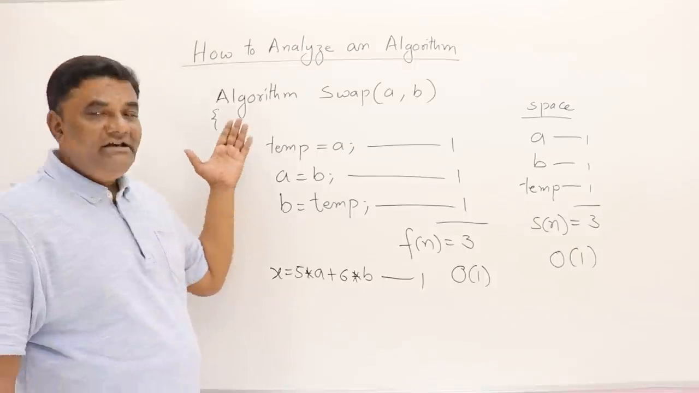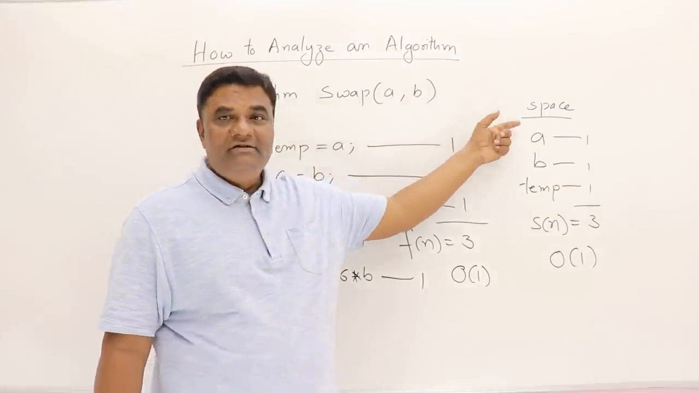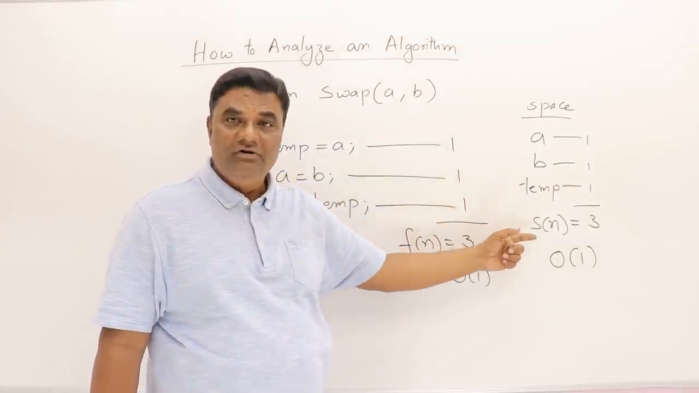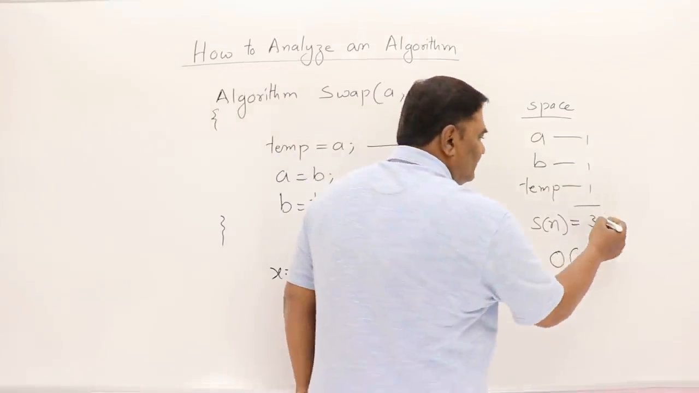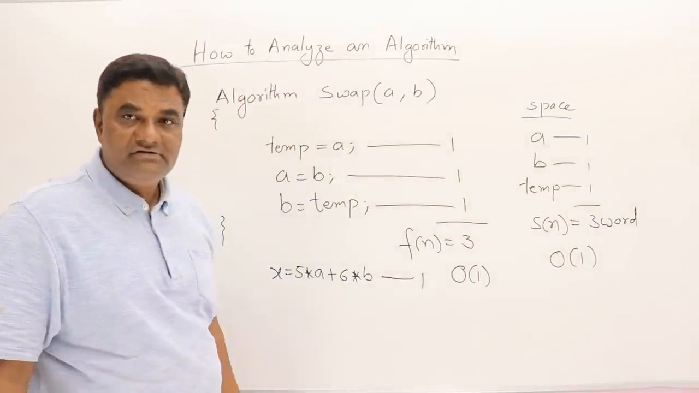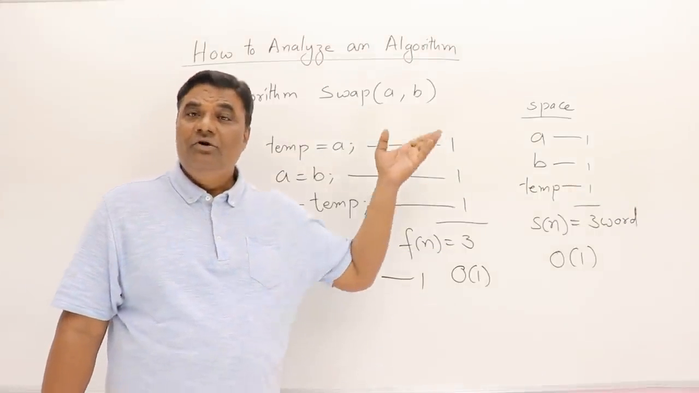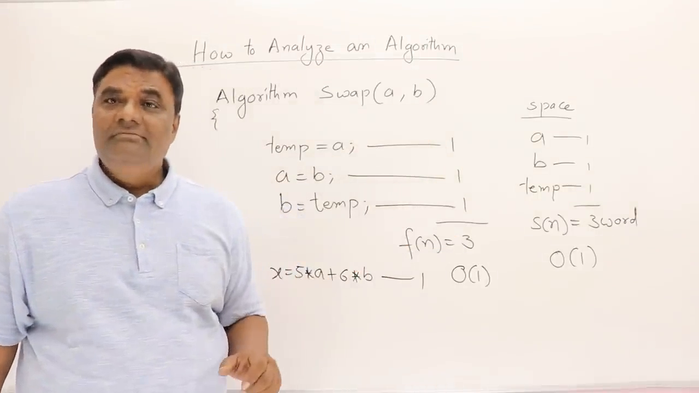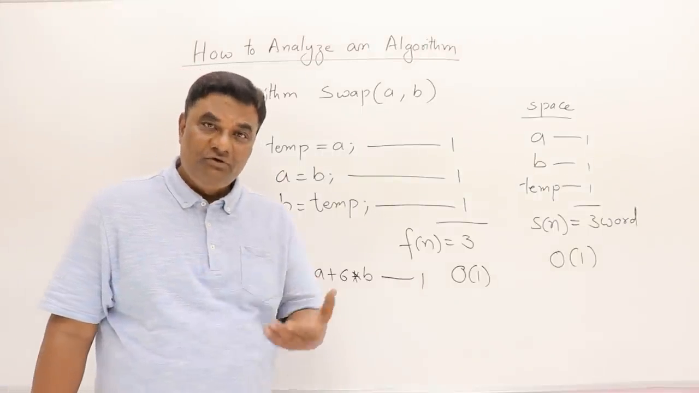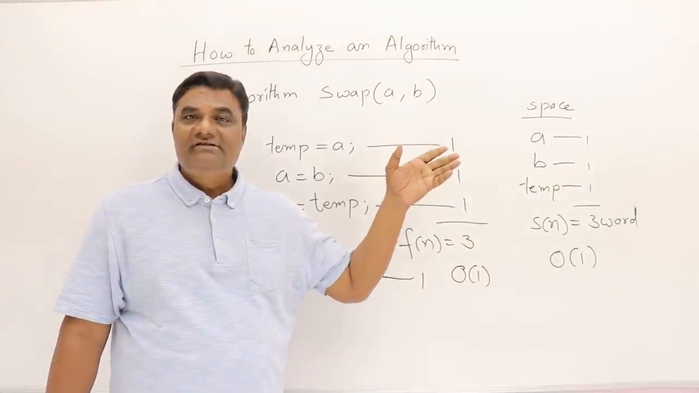So this is how each statement is taken as 1 unit of time and each variable is taken as 1 word. So these are 3 words. Why are we saying words there, not bytes? We don't know. When we convert it to a program, it may be an integer type or float type or double type, that we don't know. So that's why we say it is taking words.